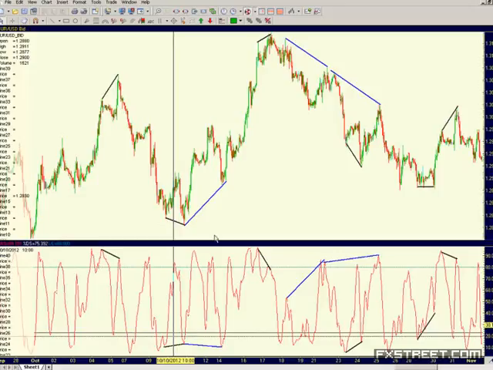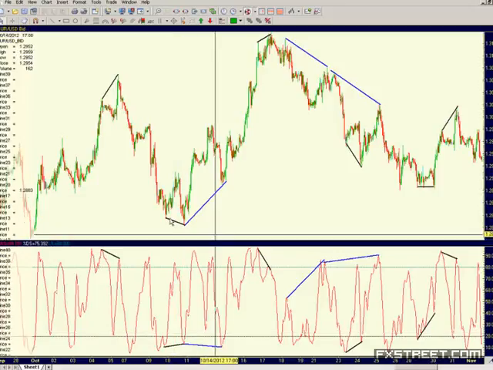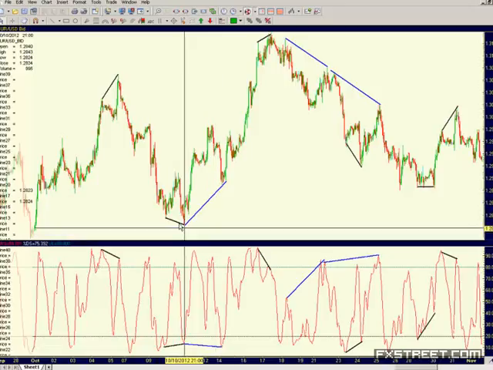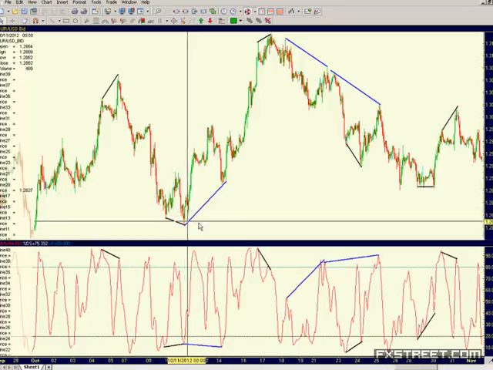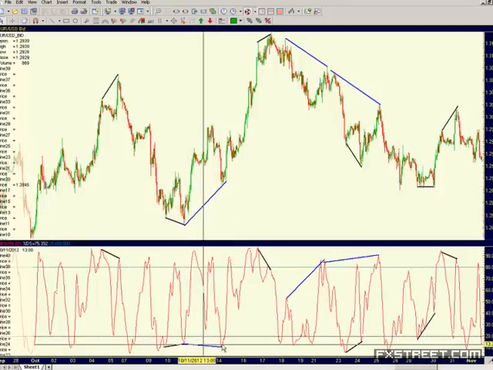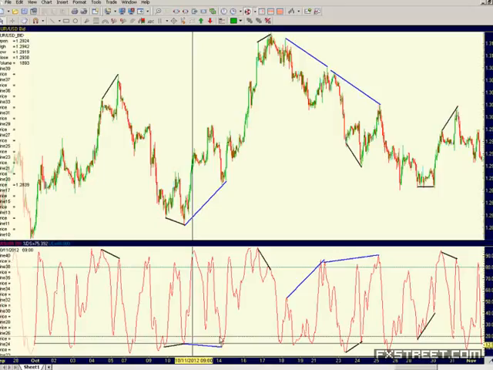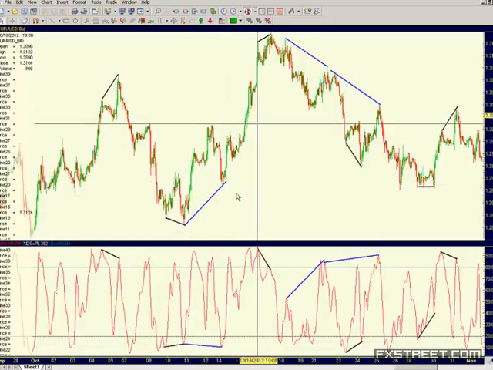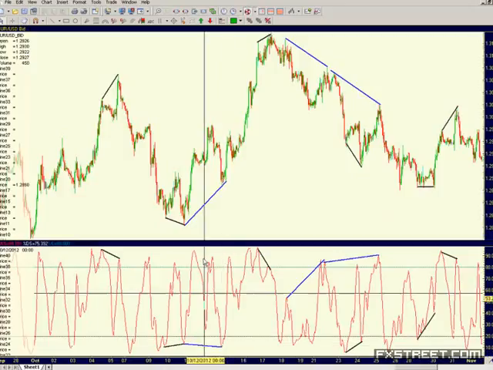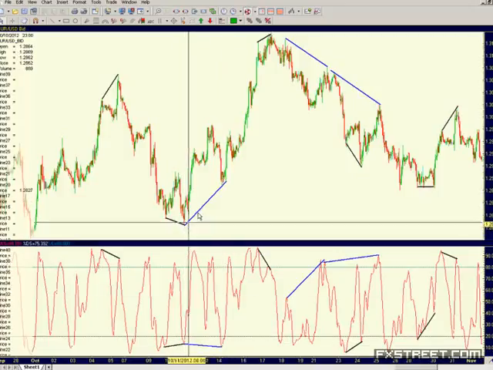Now, back to back, we have a hidden divergence following a regular divergence. Right after that, what do we see? We see right here a higher low in the price, and a lower low in the oscillator. This is bullish hidden divergence. At that point, we're looking for a potential turn to the upside. Because what again is this saying?